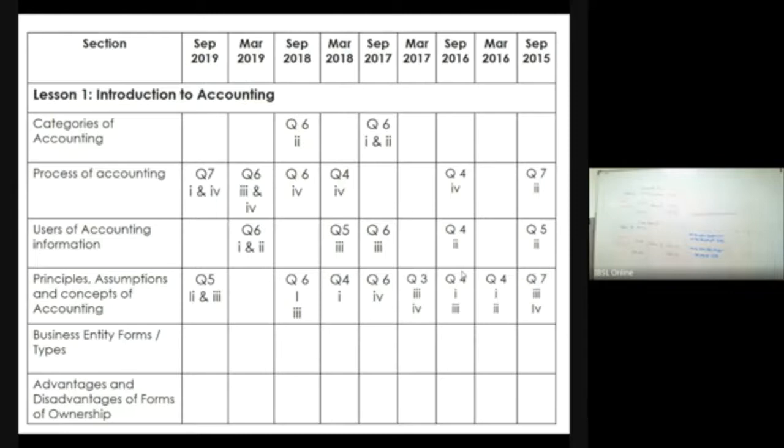right? Say, for example, categories of accounting, process of accounting, users of accounting information, principles or assumptions and concepts of accounting, business entity forms and types. So various sections. Starting from 2015 September, I have analyzed which question, which part, how it has come.